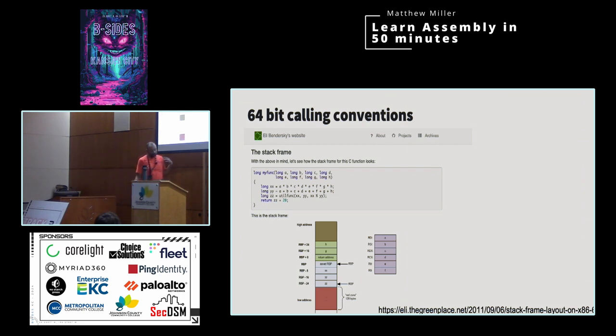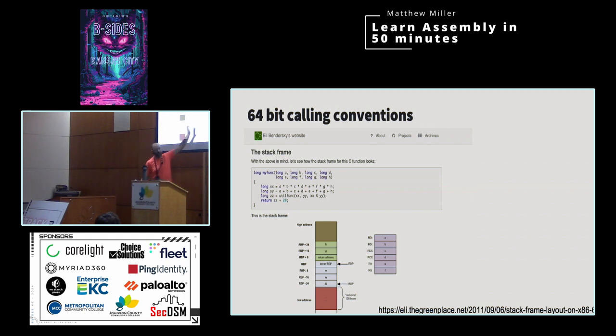So we went from 32-bit, which had that type of calling convention, to 64-bit. Like I mentioned before, now we have 16 general purpose registers that we can use. So what they said is, we're going to allow the first argument to go into RDI, the second one into RSI, RDX, RCX, R8, and R9. And then if you have more than that, you push them onto the stack.